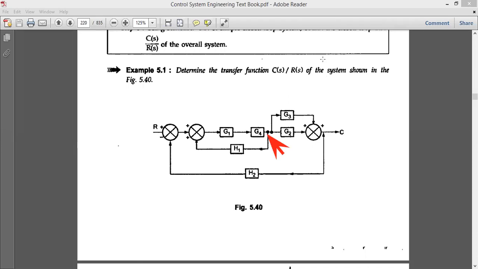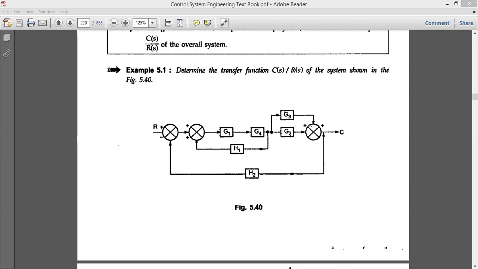Okay, so let us solve the given problem, the given block diagram, and try to find the transfer function C of S divided by R of S. So how to do this? First try to identify the takeoff points. Yes, we have identified. Then try to solve the minor loop. Either you can go for G1 and G4 and solve this also, or else keep it as it is and solve for this.